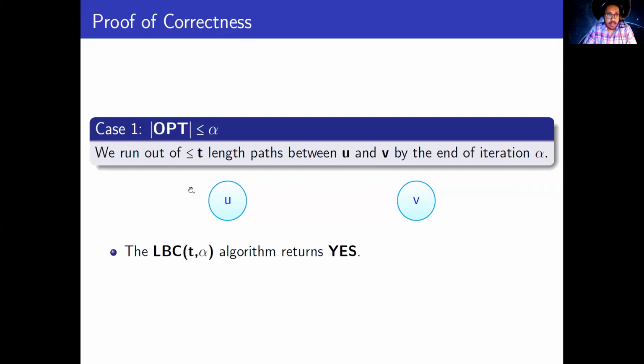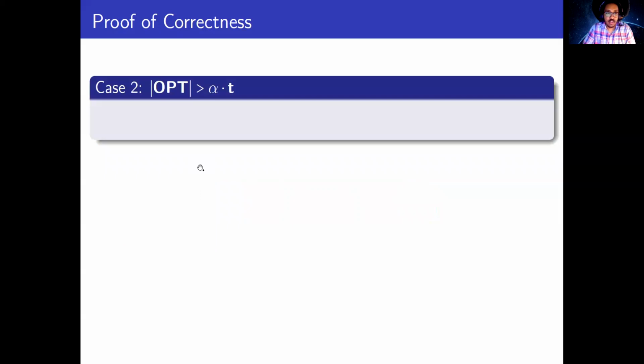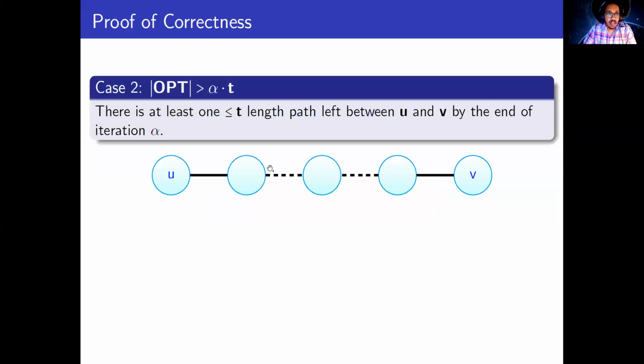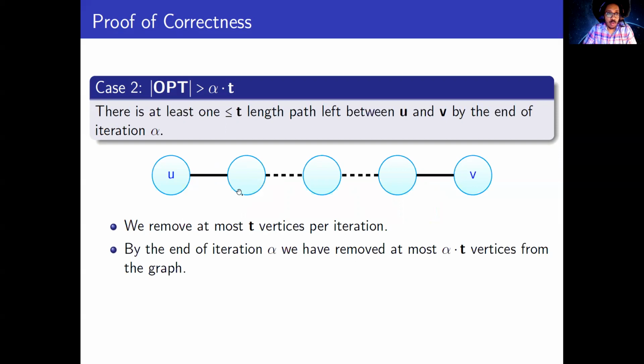So in iteration alpha plus 1, we do not find a path between u and v, and the algorithm returns yes. In case 2, we have that opt has greater than alpha t vertices. In this case, we have that at the end of iteration alpha, there will be at least one UV path of length less than or equal to t remaining. This is because in each iteration, we remove at most t vertices from the graph. So by the end of iteration alpha, we've removed at most alpha t vertices from the graph. We know that opt is the smallest length t cut, so the set of vertices we've removed cannot possibly be a length t cut, which means there must be at least one UV path remaining of length less than or equal to t.